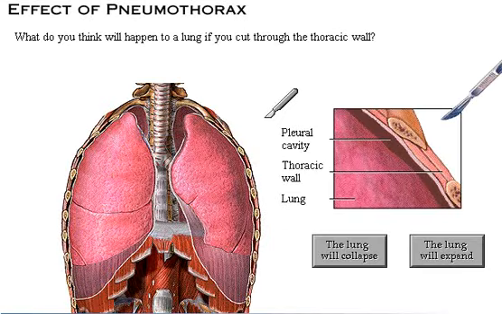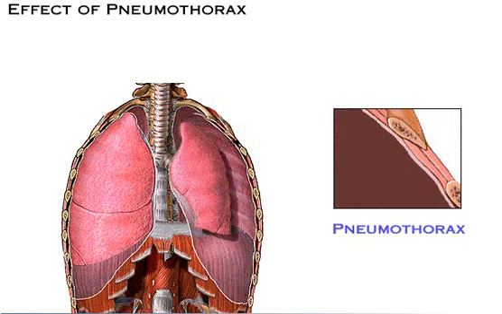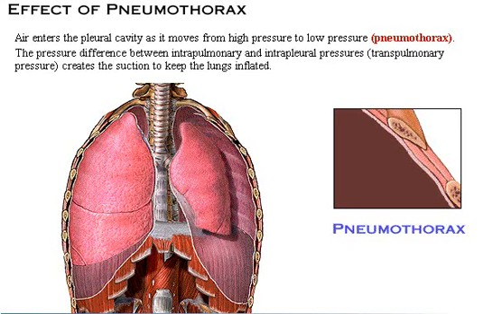What do you think will happen to a lung if you cut through the thoracic wall into its pleural cavity? Air enters the pleural cavity as it moves from high pressure to low pressure. This is called a pneumothorax. Normally, there is a difference between the intrapleural and intrapulmonary pressures, which is called transpulmonary pressure. The transpulmonary pressure creates the suction to keep the lungs inflated. In this case, when there is no pressure difference, there is no suction and the lung collapses.